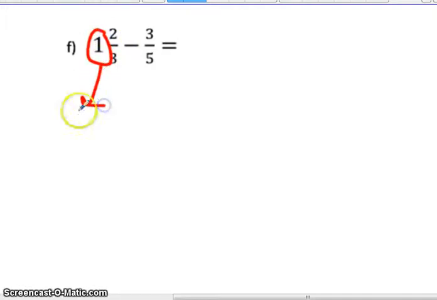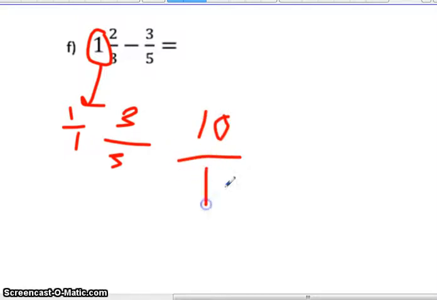1 can be any number of fractions. It can be 1 over 1. It can be 3 over 3. That's a 3. It doesn't look like a 3 though, does it? Yeah, well, it could be 10 over 10. Anything divided by itself is 1.